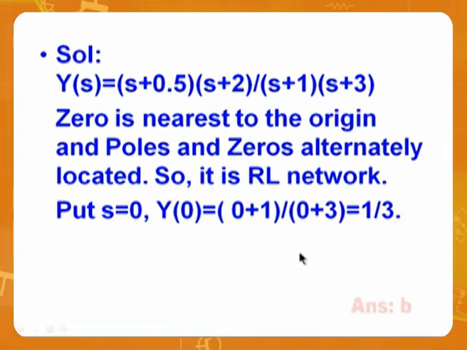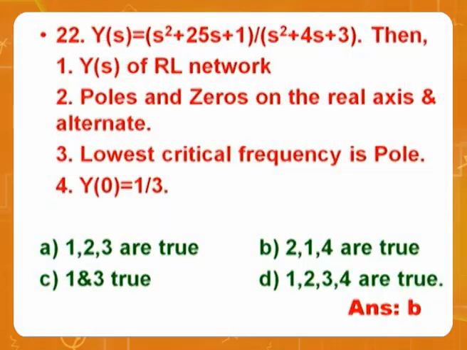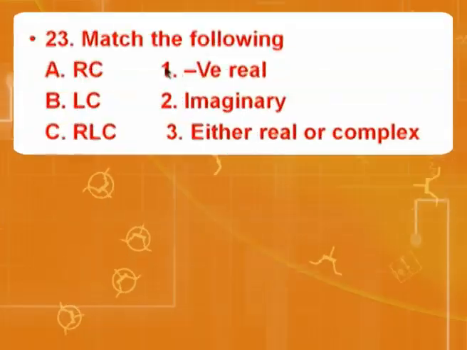Therefore, what is the option here? Option is B. B means what? What are the things satisfied here? 2 is satisfied because they are alternating. 1 is satisfied because of the zero at origin. Then Y of 0 is here, because if there is a zero at origin, there can't be a pole at origin. So this is missing. Therefore 1, 2 and 4, that's why the option is B. Let me go to 23.